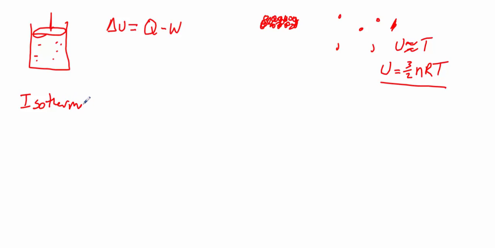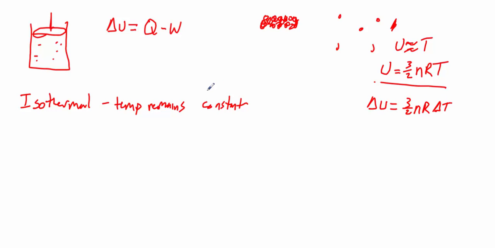In an isothermal process, the temperature remains constant. So the temperature of the system remains constant. And if you think about what that means, if we come back to this equation, I can rewrite this: the change in internal energy is equal to 3/2 times the moles of gas times the gas constant times the change in temperature. If the temperature remains constant, that means the internal energy remains constant. So this means delta U is equal to 0.